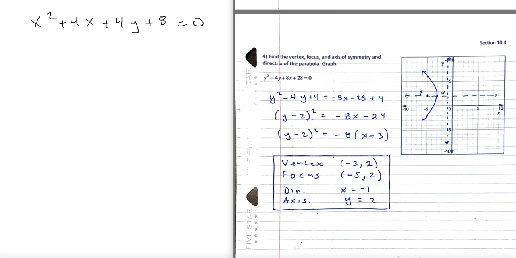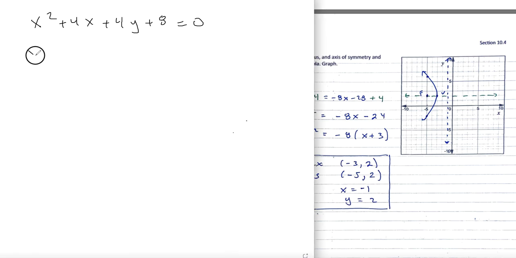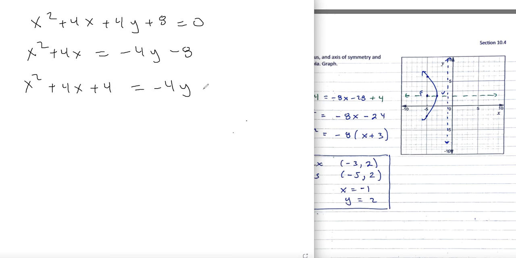So for this one, same exact thing, other than this time it's x squared instead of y squared. So that means I want my x terms to the left of the equal sign, and my other stuff, I'm going to bring that over here, minus 4y minus 8. And then we complete the square, so x squared plus 4x, half of 4 is 2, 2 squared makes 4. So we're going to add 4 onto both sides. So that's there and there.